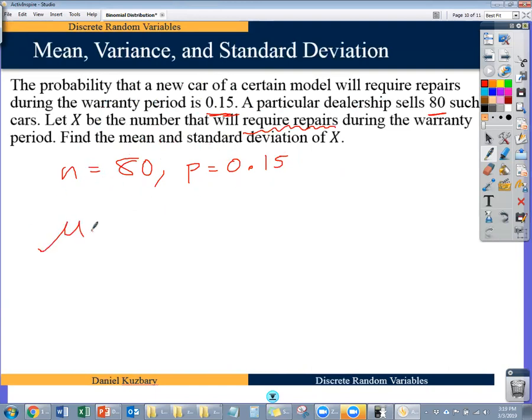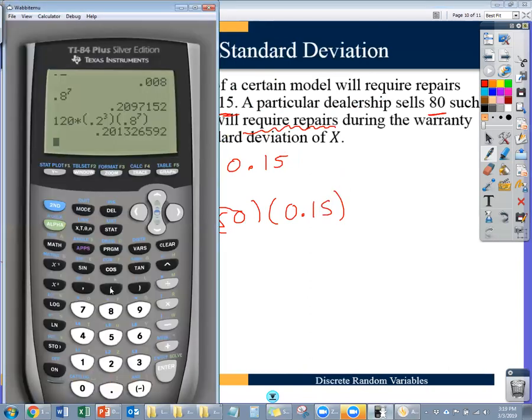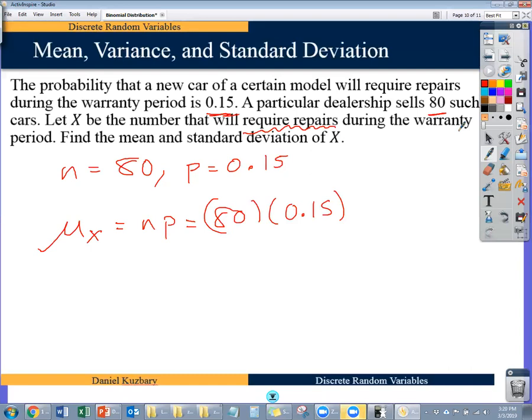My mean of x is given by the formula n times p, which I showed you on the last slide, which is 80 times 0.15. I'm going to do that in my calculator, 80 times 0.15, and that is 12. So on average, 12 cars are going to need repair, or I would expect 12 cars to need repair. You could call this the expected value or the mean. So when you produce 80 cars, you should expect 12 of them to need repairs. It could be more, it could be less, but you could expect 12.